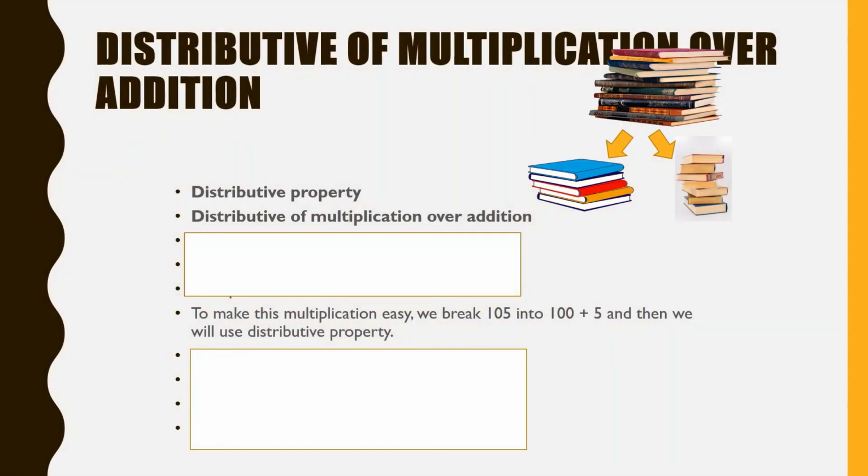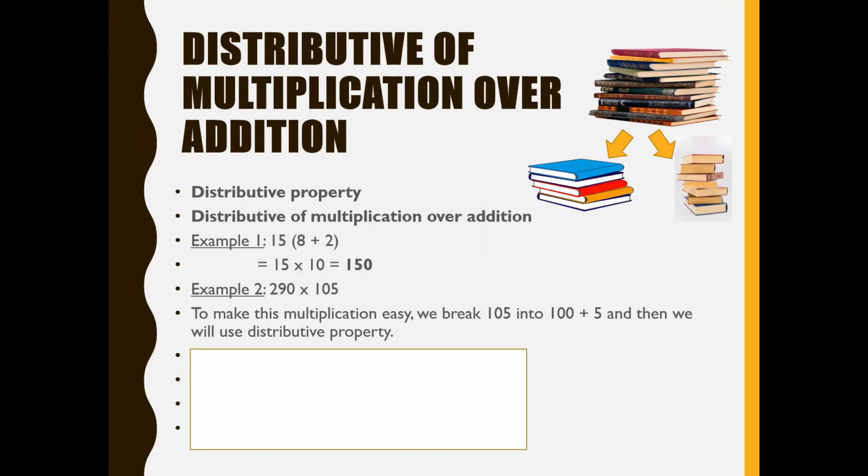It is the distributive property of multiplication over addition. And I tell you, once you know this property, you can solve questions very, very easily. Take an example here. In the first example, we have 15 and we have to multiply this by 8 plus 2. Instead of multiplying it by 8 plus 2, what I do is add 8 plus 2, which gives us 10. So when I multiply 15 by 10, it makes 150.